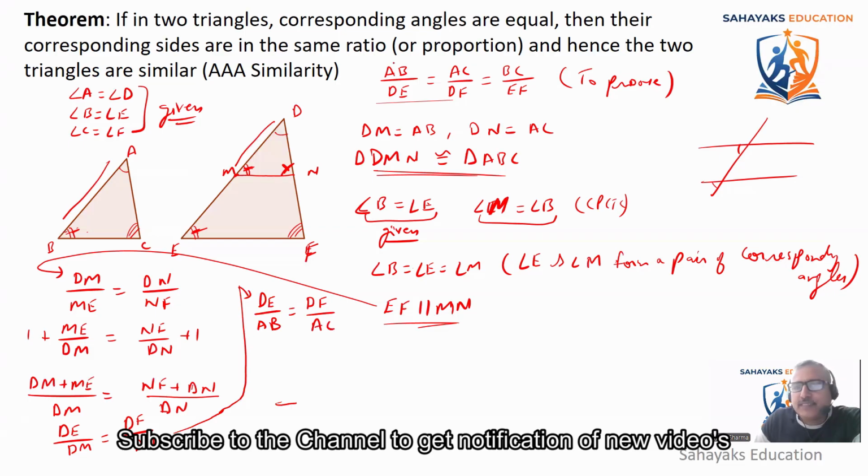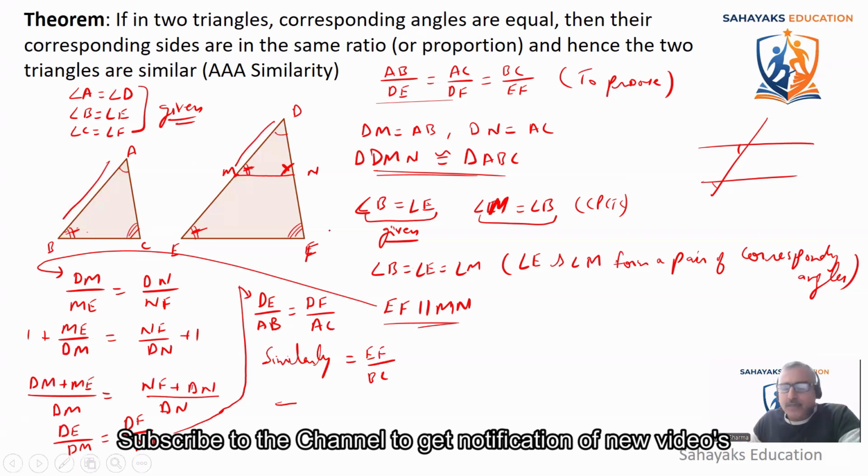So see, it's a reverse of that which you have proved. And similarly, this will be equal to EF by BC. Okay. So we have proved this point.